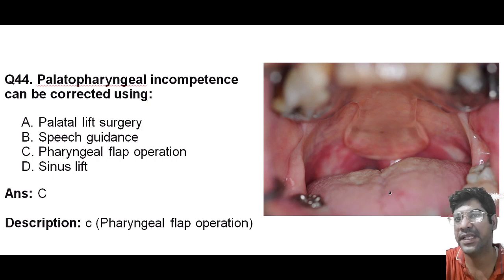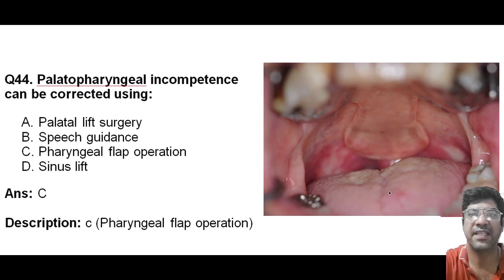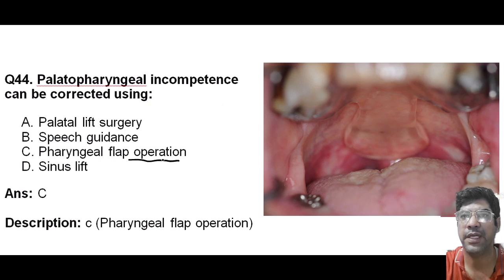Palatopharyngeal incompetency can be corrected by using pharyngeal flap surgery. It is usually done to correct the velopharyngeal insufficiency by creating a flap of tissue from the posterior pharynx and attaching it to the soft palate. These flaps will serve to improve closure of the velopharyngeal port during speech, and that will improve the speech resonance.